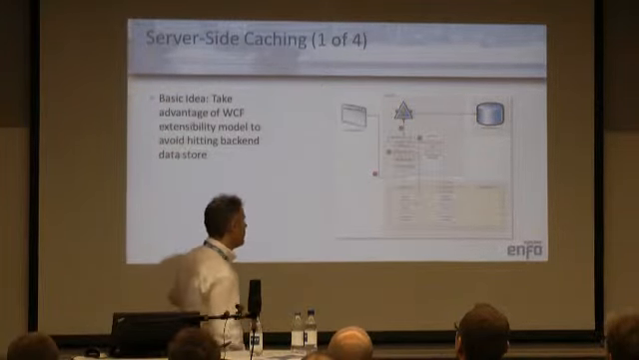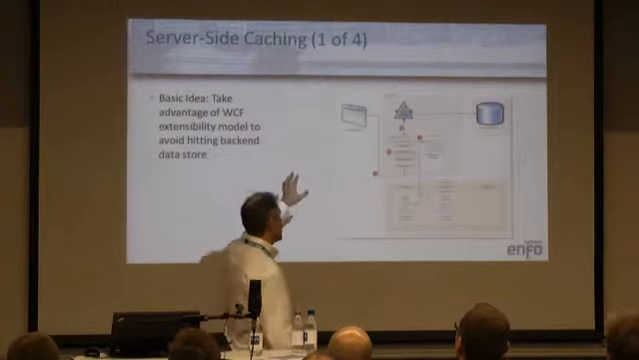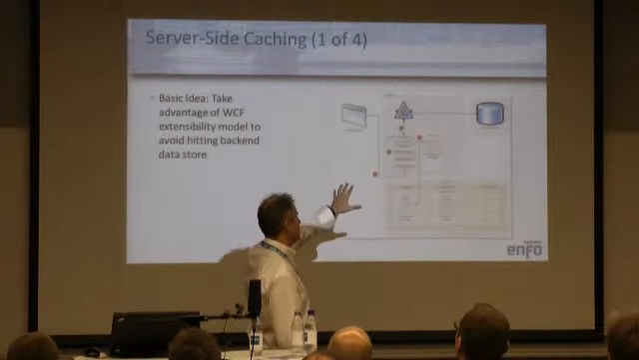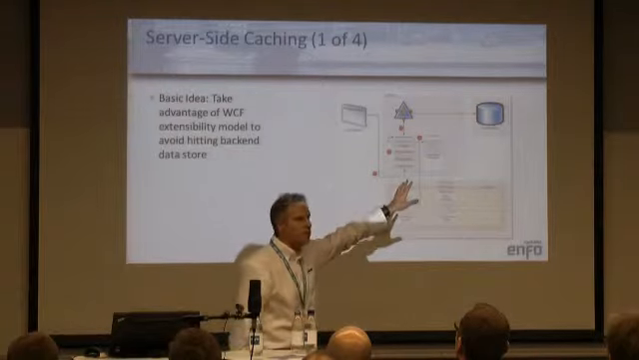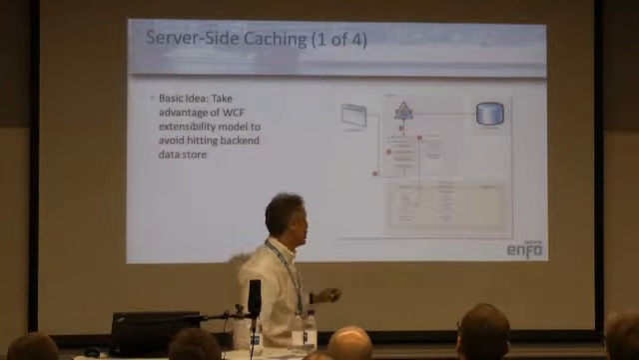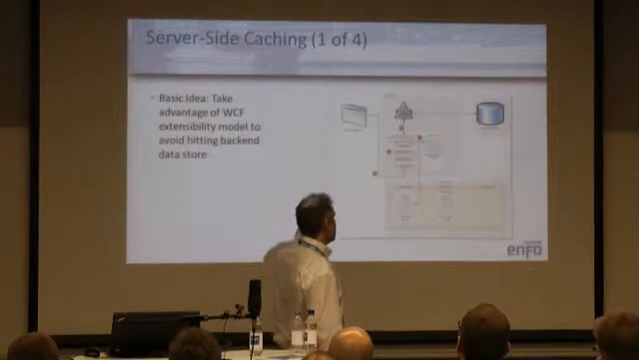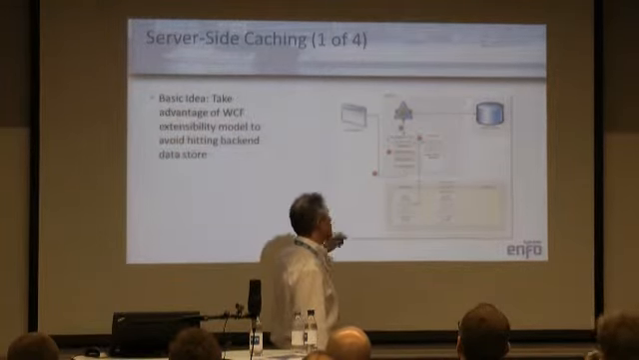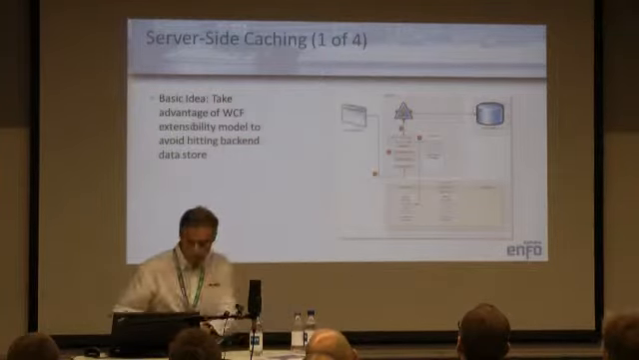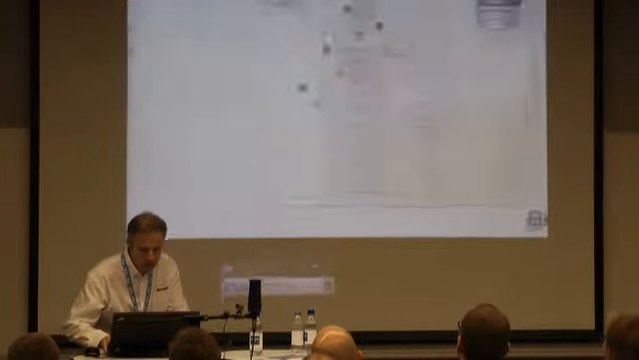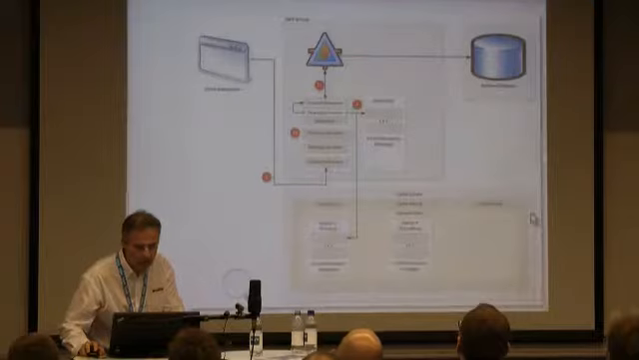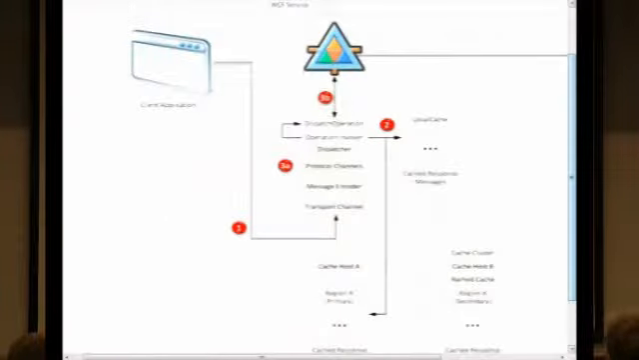So for example, on this slide, you see a client application that invokes a WCF service. The WCF service retrieves data from a backend database. In this case, you can solve this problem by creating a WCF extension. The WCF extension in question is a custom operation invoker.